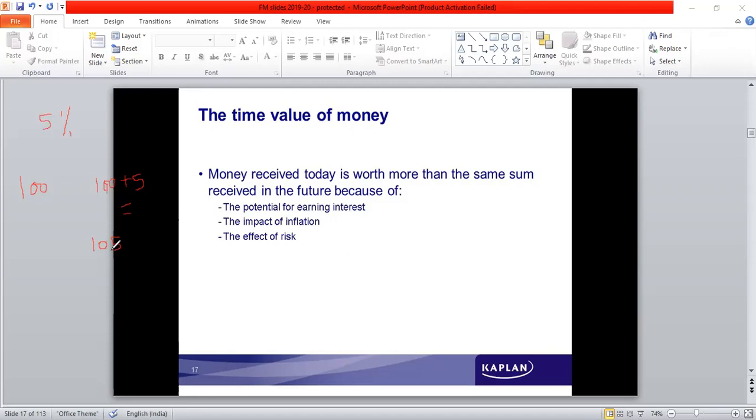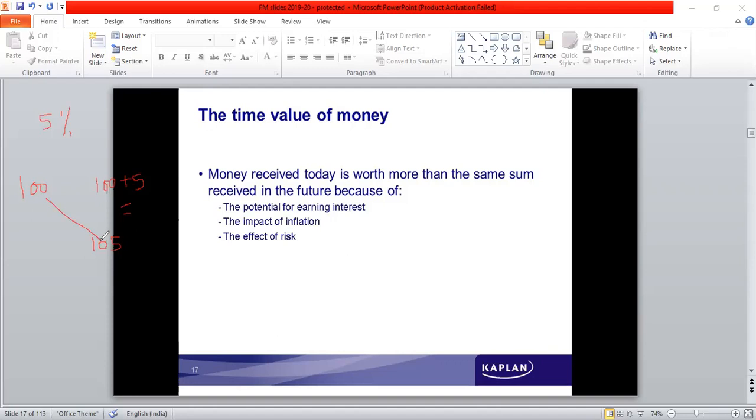So the same 100 as of today, to have the same value, has to be increased in terms of quantity, because 100 appears in the books as 105 by the end of the first year. So the quantities keep increasing as time passes by. What 100 rupees is able to do today, will become possible only with 105 at the end of 1 year. So it goes on like that. That's one reason why the value of money decreases.